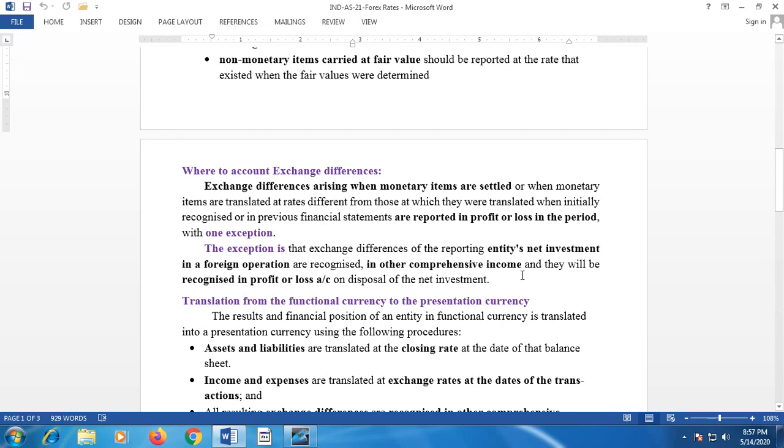They will become part of equity, and they will be recognized in profit or loss on disposal of the net investment. In case that investment is disposed of, the net price will be taken into account, and the profit or loss on such disposal will be accounted in the profit and loss account. Till that time, it will be treated under comprehensive income.